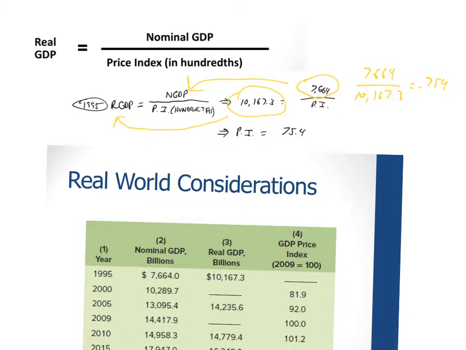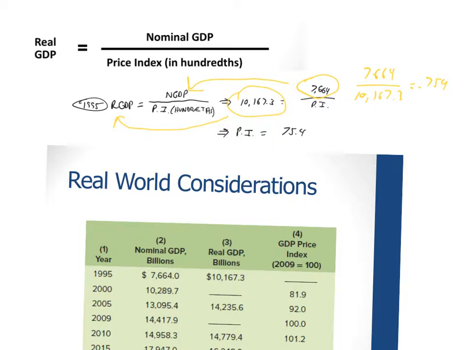0.754. And when I place that number, the price index I just calculated, into this chart, I want to move the decimal place over 2 places to be consistent with how the chart is indicating the price index, which is typically those 2 places to the right, once we take it out of hundredths.